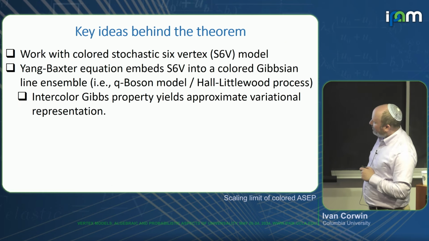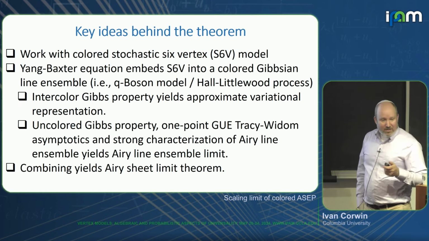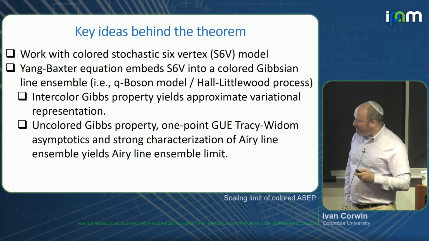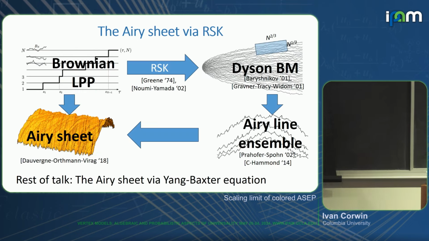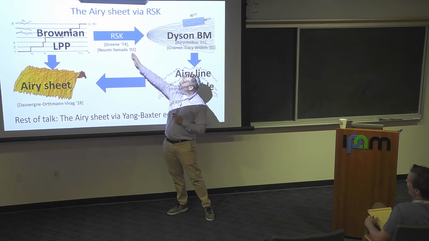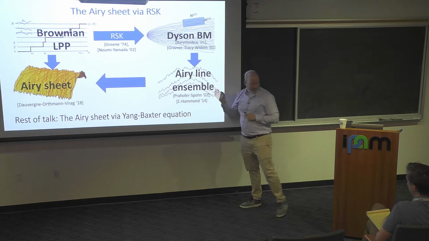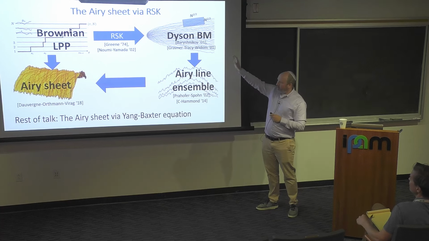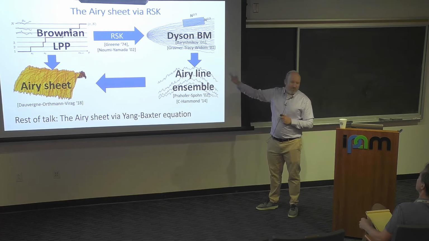But it's the same Airy sheet. You're going to get the same thing, but you won't have these properties for ASEP. So ASEP will not have any of these properties, and you want to show that you nevertheless get the same scaling limit. So it's not a matter of constructing the scaling limit, but rather showing that things converge.